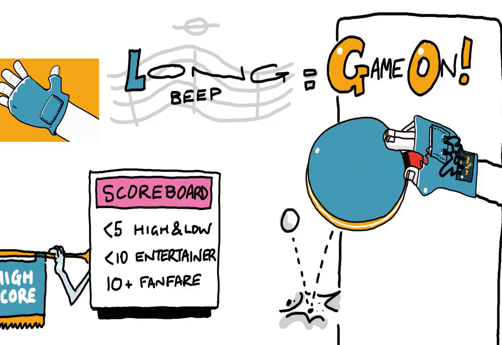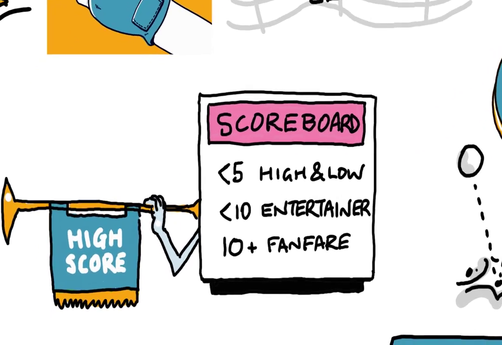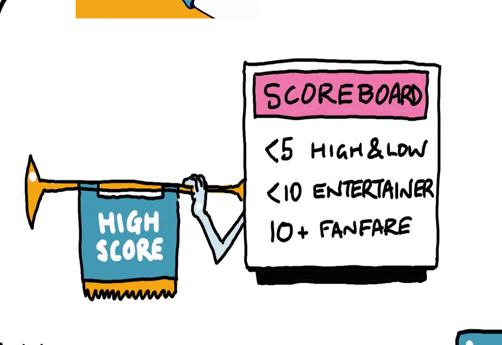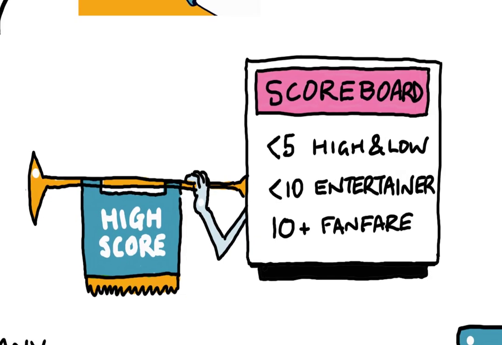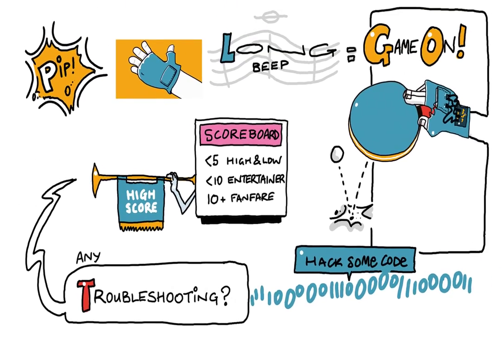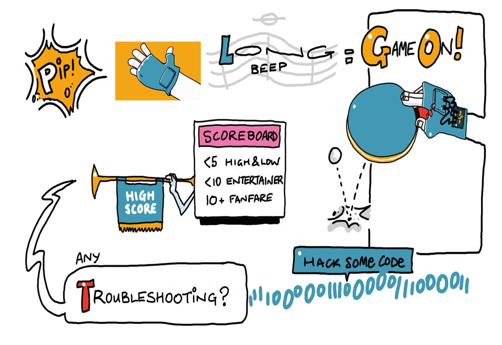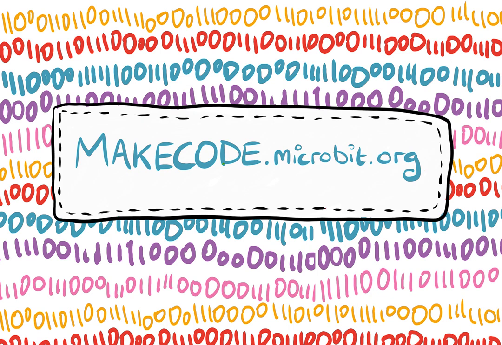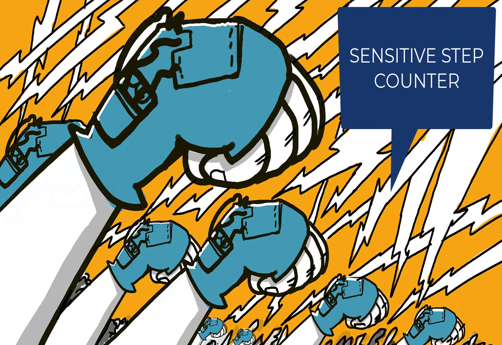At the end of the game, you either get a high-low tone for a really bad score, or the entertainer theme tune for a medium score. Or, if you get a really good score, you will hear the prelude fanfare. If you find that the glove doesn't always detect a ball bounce, you could write your own more sensitive shake sensing code, similar to what you used in the Steady Glove game. There's an example on the Microbit website under projects called Sensitive Step Counter, if you need a hint on how to do this.